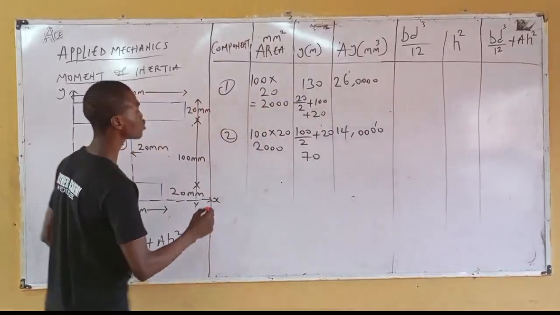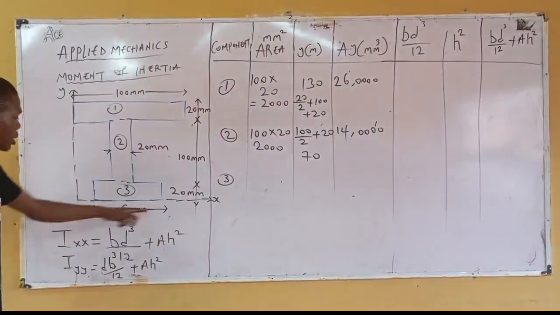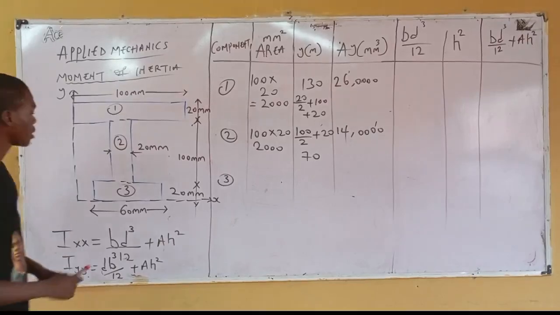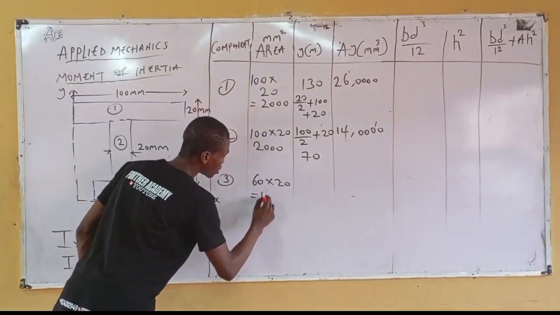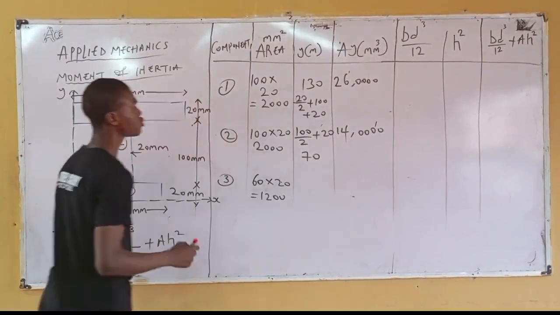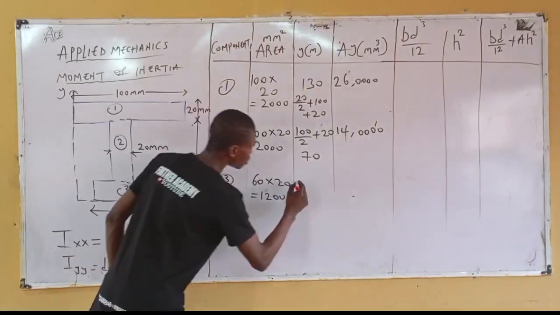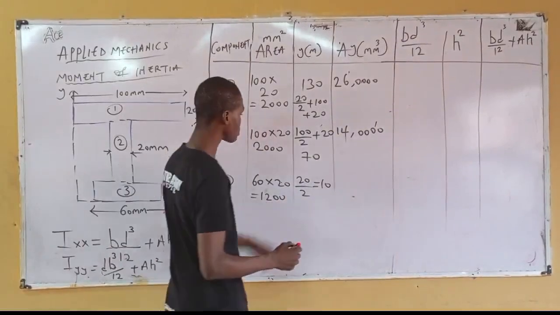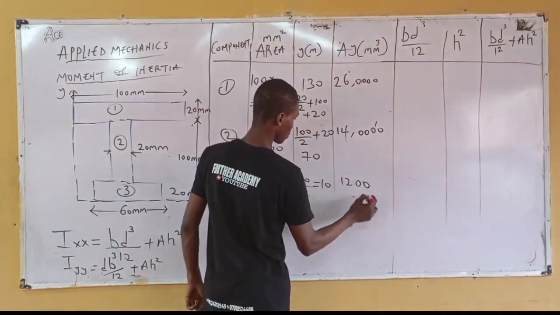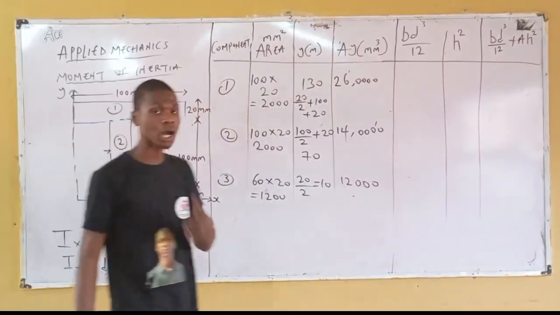Alright, for the last one, the third component. What do you have for the third component? Same idea. What's the area? 60 times 20, and this is what? Now there is centroid. 20 divided by 2. So 20 over 2. This is what? 10. Now multiply. This time this is what? And that's it. Any questions so far?